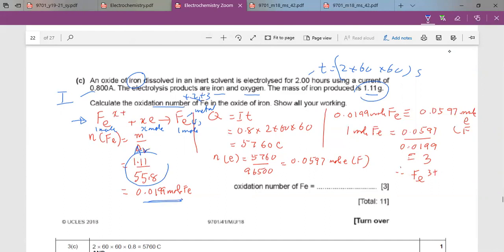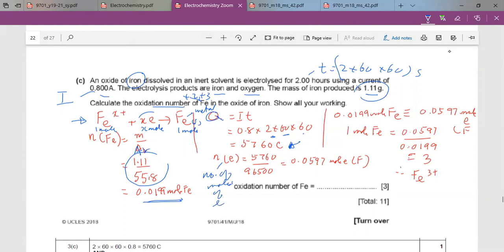So the total charge is equal to I times t, so 0.8 ampere times 2 hours times 60 times 60. Okay, so this is the total coulombs. Right? So now can I find the number of moles of electrons? Not the number of electrons, the number of moles of electrons.